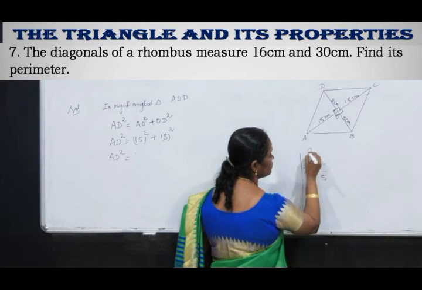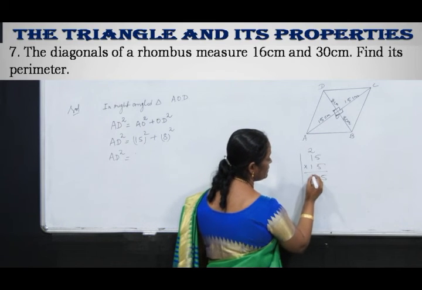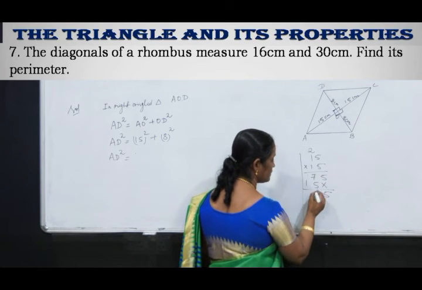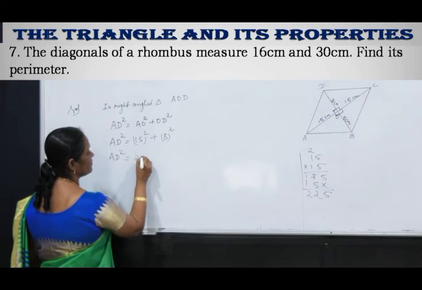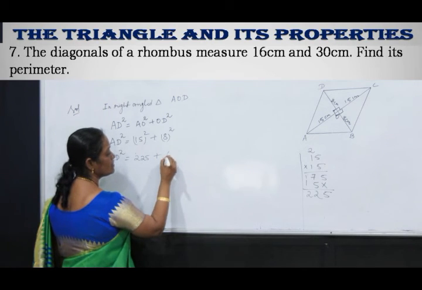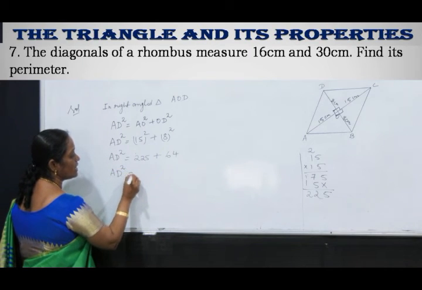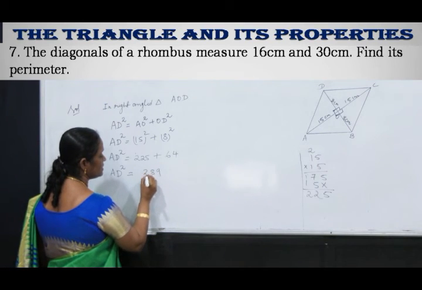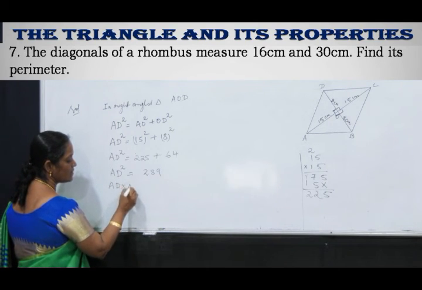15 into 15: 5 5s are 25, 5 1 is 5, 5 plus 2 is 7, 1 5 is 5, 1 1 is 1, 7 plus 5 is 12. It is 225. Next, 8 square: 8 into 8 is 64. So AD square will be 225 plus 64. It is 289. AD square is 289, or AD into AD is 289.